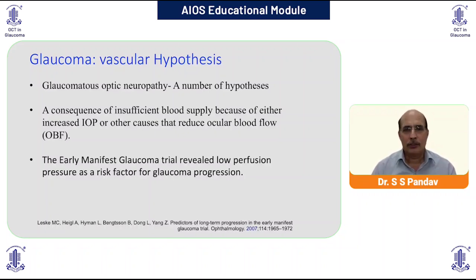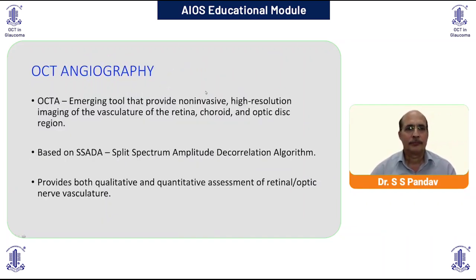There's ample evidence to suggest that circulatory disturbances play a significant role in the genesis of glaucoma. Also, one of the earliest well-conducted randomized controlled trials, the Early Manifest Glaucoma Trial, suggests that low perfusion pressure could be responsible for the genesis of some of these glaucoma patients. So now we have OCT angiography. So what is the role of angiography that we're going to discuss in this talk?